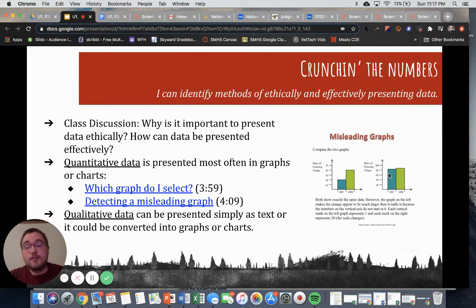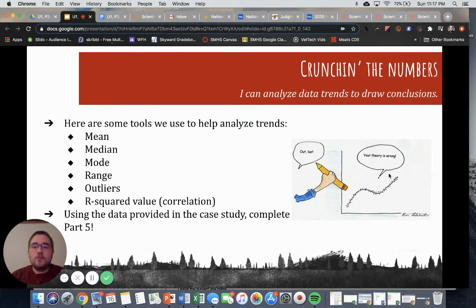So in your experiment, you may collect some quantitative data and some qualitative data. Many of you are probably going to be simply using quantitative data though. Okay? So, some tools that we can use to help analyze trends. There's a lot of them. Some of these are mean, median, mode, range, outliers, and correlation or R-squared value.